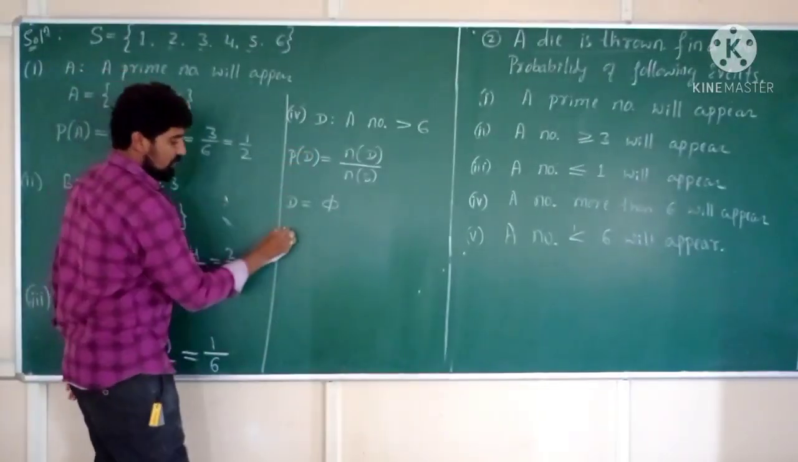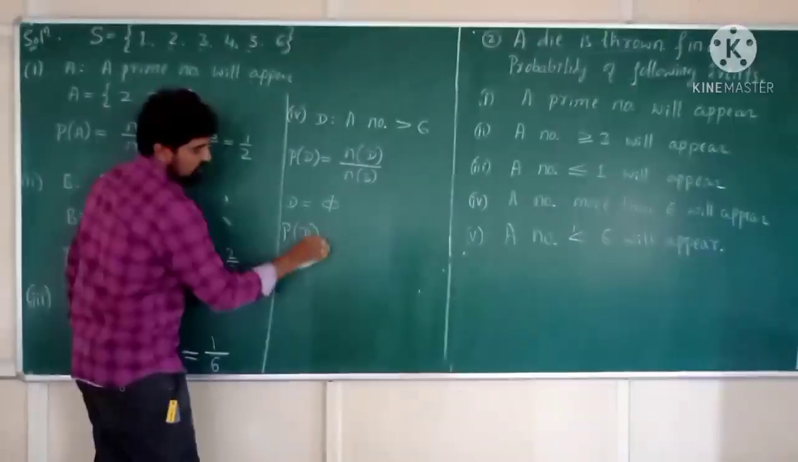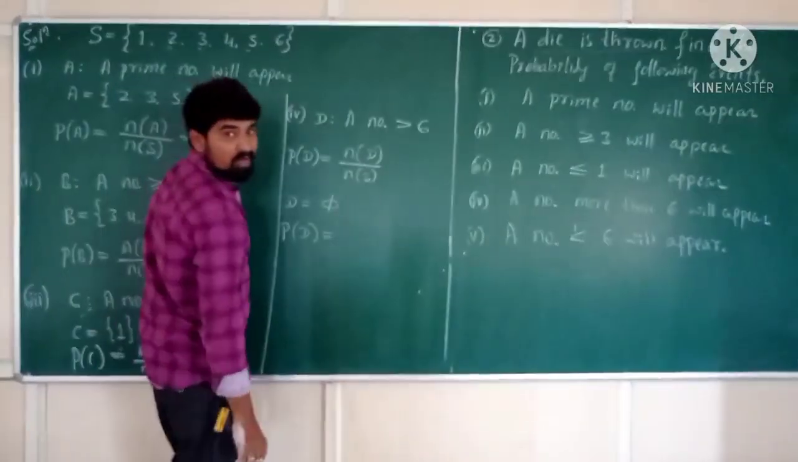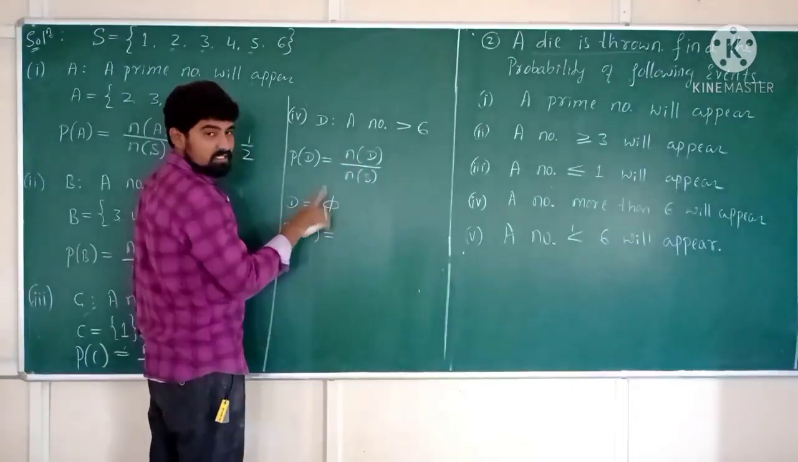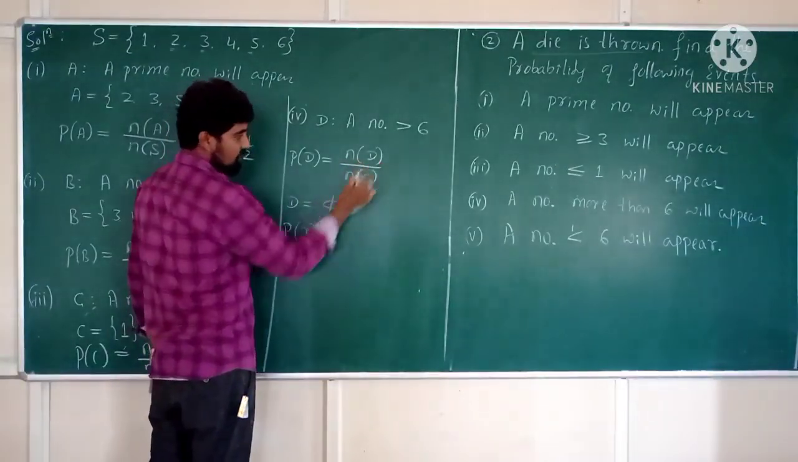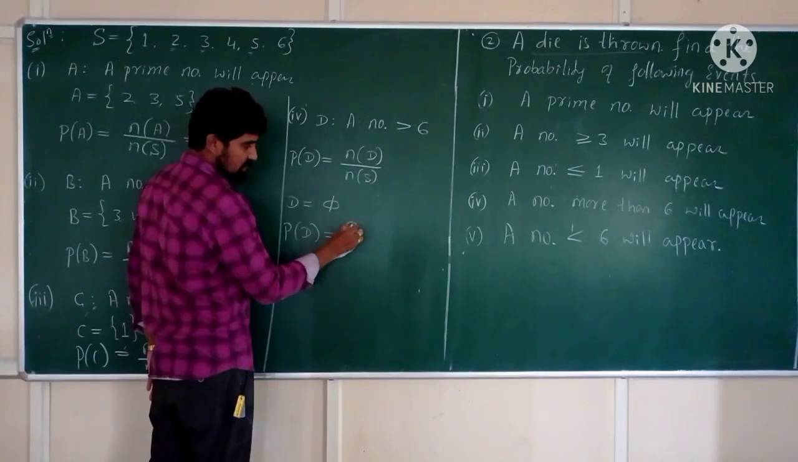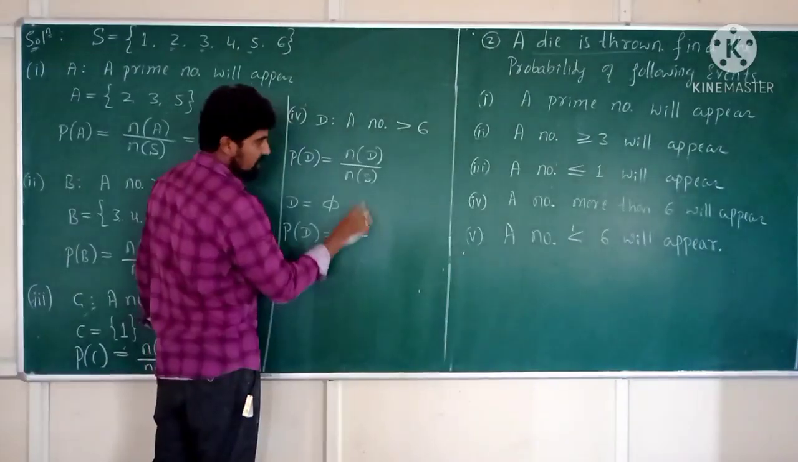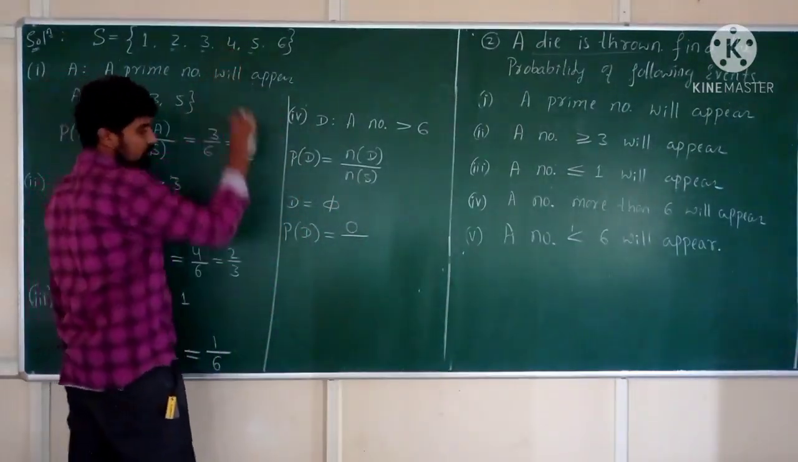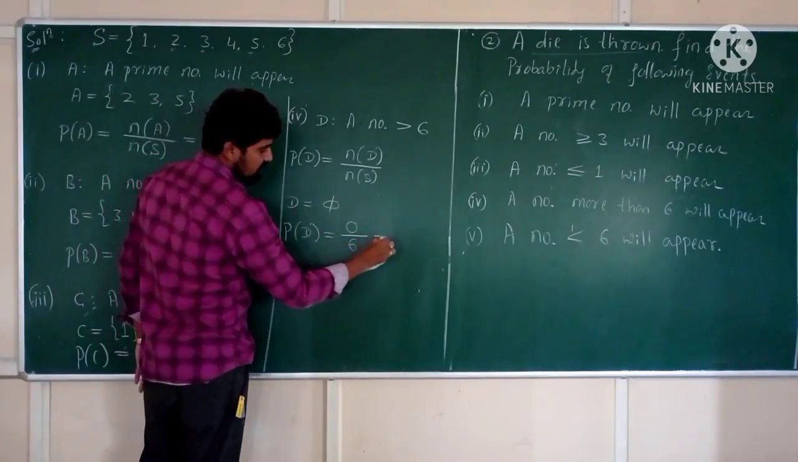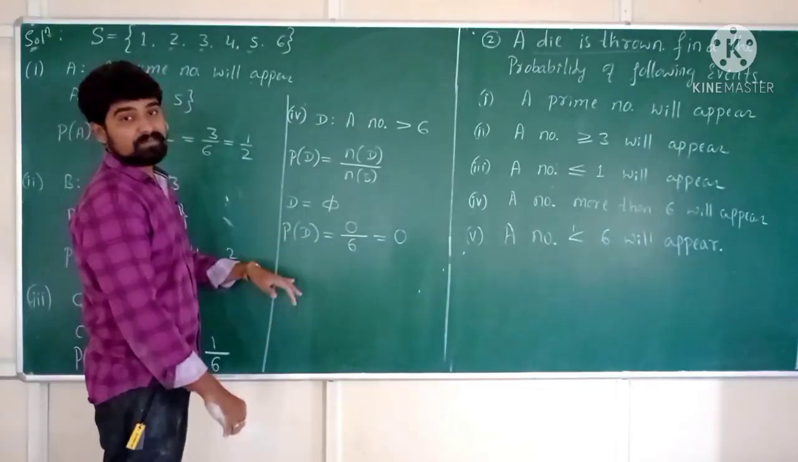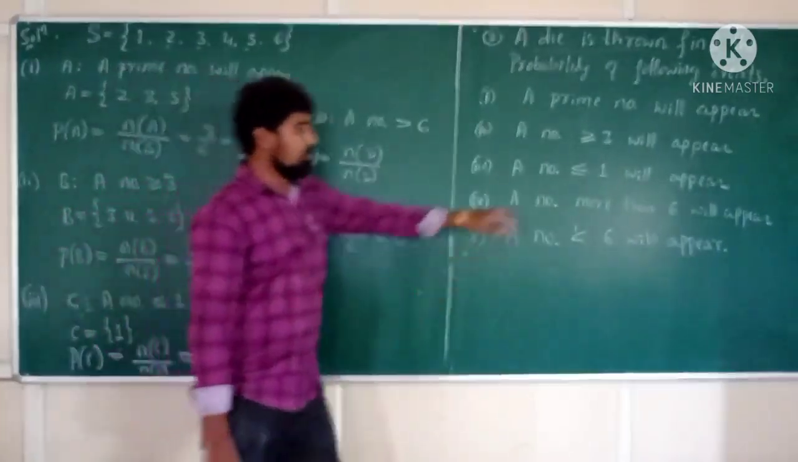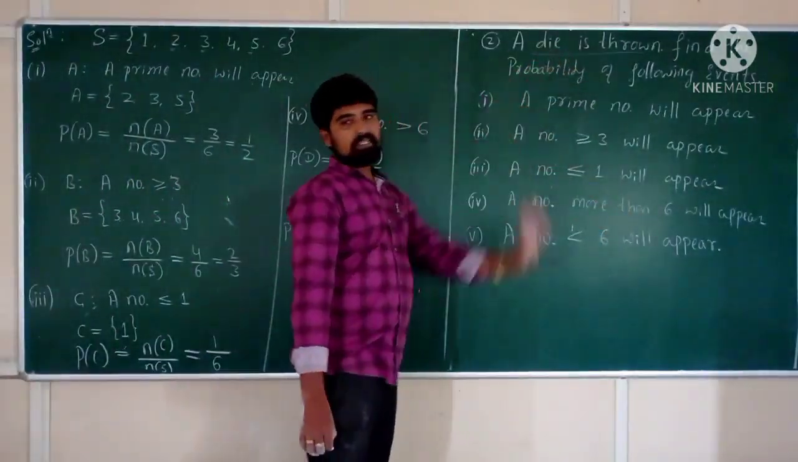Hence, the probability of the event D is given by the number of outcomes present in the event D. D is a null set. Therefore, there exist 0 elements. Therefore, the number of outcomes present in the event D is 0, divided by the total number of outcomes in the sample space, which is 6. Therefore, 0 by 6 is 0. So 0 is the probability of getting a number more than 6 when a die is thrown.